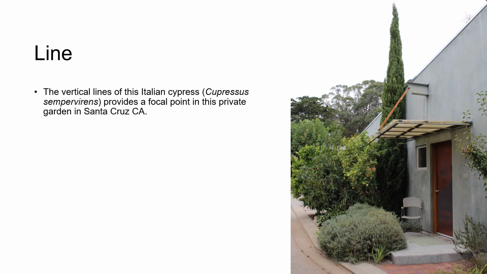In this photo, we've got horizontal lines again from the curb along the driveway and the flat roof on this building. But the narrowly conical lines of the Italian cypress provide a focal point and cause our eye to be drawn to the front door of this building.